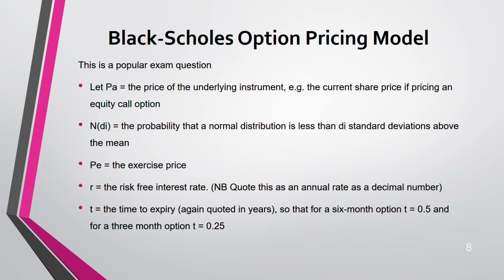Then T, time to expiry. This is also a decimal. How? Let's say it's a 6-month option: 6 divided by 12, 0.5. If it's a 3-month option, 3 divided by 12, that is 1/4, which means 0.25. You have to use time to expiry also as a decimal. So you have your PA, current share price, exercise price, standard deviation, risk-free rate, and time.